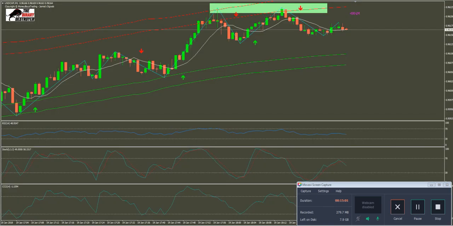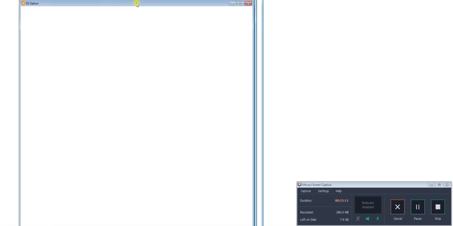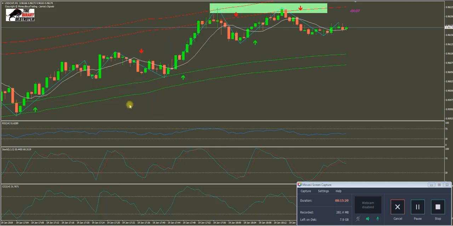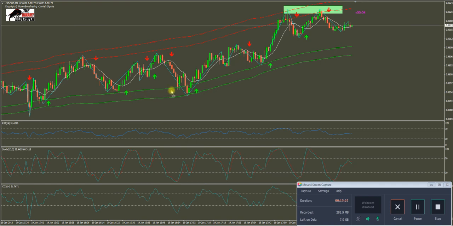Come on. Why does my computer decide it's going to freeze? For some reason IQ Option doesn't like me this morning. Forget it. Forget IQ Option. For some reason it's not loaded.